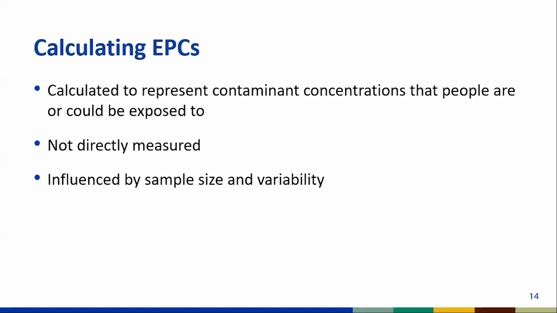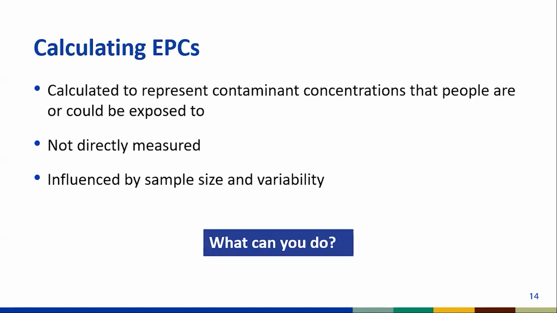How well an EPC actually represents exposures for a given exposure unit or pathway is tightly linked to how much data are available and how variable the levels of contamination are in those data. This has to do with sample size and variability. If you only have a few samples to characterize exposure, your EPC may not accurately represent true exposure. Similarly, if there is a lot of variability in contaminant levels, that is, a wide range of measured concentrations, your EPC may also not reflect exposures very well.